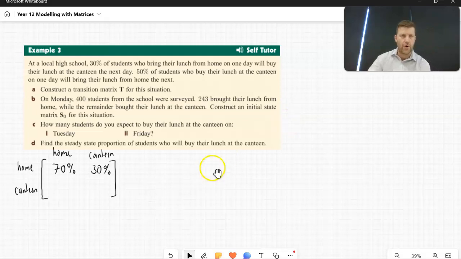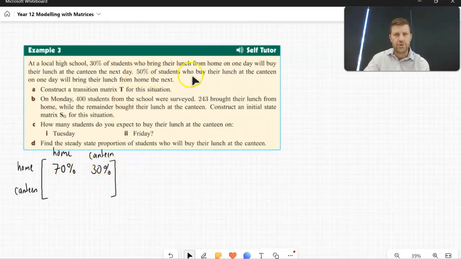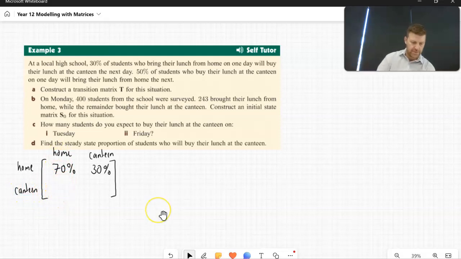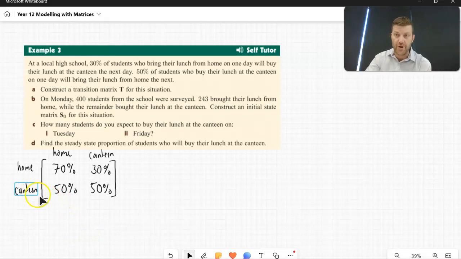Can you see how that row adds up to 100%? 100% of the people that bring their lunch from home will either bring it from home or purchase from the canteen the next day. 50% of the students who buy their lunch from the canteen one day will bring their lunch from home the next day, which means 50% of those will also purchase their lunch from the canteen the next day.